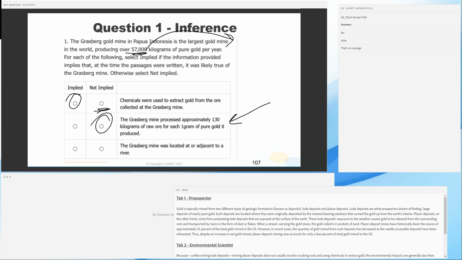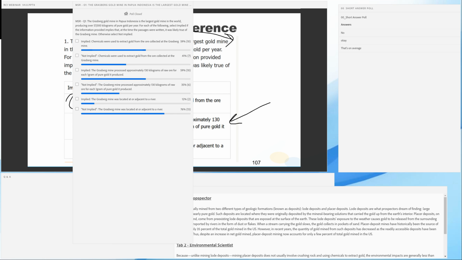Similarly, can you say that Gassberg mine is located adjacent to a river? Absolutely not. Lode mines, we don't know where they're located. So implied, not implied, not implied. That's the correct answer. How many of you got this right? And let's see how you guys polled over here. Again, I'm short circuiting the process. I'm not going through the passage explanation.